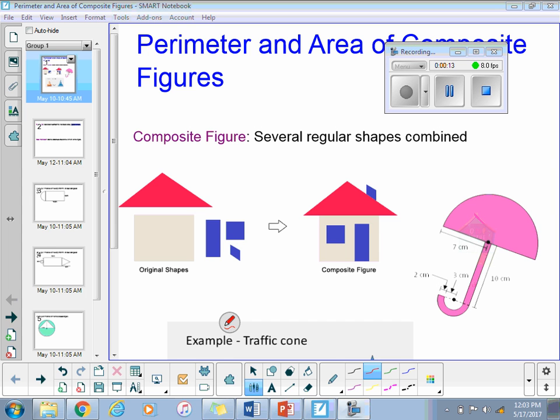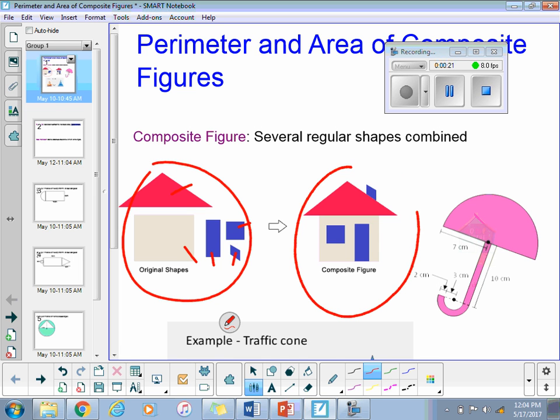So if we take a look at this over here, we see a shape here, here, here, here, this figure. And if you ever took art classes, before starting a drawing, you try and figure out all the different shapes that make up one figure. So several regular shapes that are combined are your composite figures.